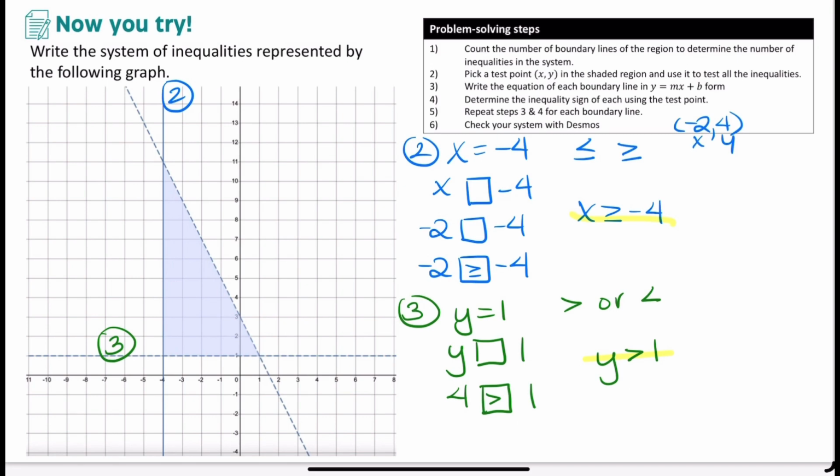And then for my third inequality, I noticed that I had a horizontal boundary line, so that's going to be a y equals equation. Since it passes through y equals 1, I know that that's going to be the equation of the boundary line. Then I turned it into an unknown mystery inequality box, and I know that since it's a dotted line, it's going to be a greater than or a less than sign. If I plugged in 4, which was my y for my test point, I got 4 is greater than 1, which is how I got y is greater than 1.